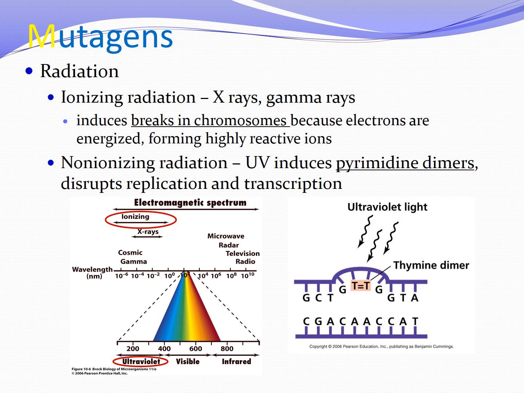All right, so again, mutagens could be radiation, could be ionizing, which includes X-ray and gamma rays. They cause break in chromosome, and then the other one is non-ionizing radiation, which is UV light, and that can induce pyrimidine dimers.